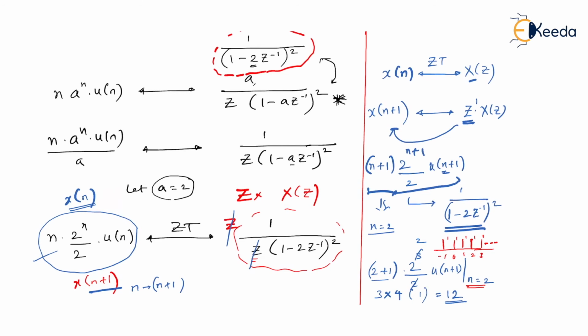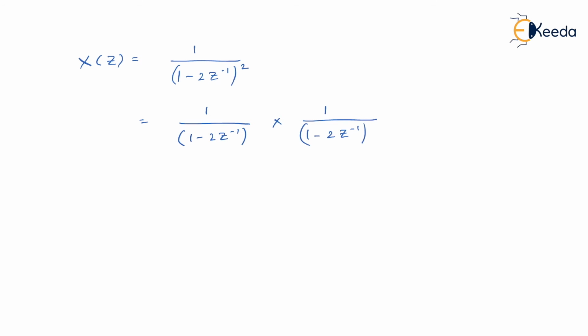Before I proceed with the next question, I can actually solve this question the other way around. See how? The x of z which was given to you, I'll write it. It is 1 upon (1 minus 2z inverse) whole square. Can I just make it two different functions, like 1 divided by 1 minus 2z inverse multiplied by 1 upon 1 minus 2z inverse? I hope you got the point. This is what I'm claiming as x of z. Can I say that this is x1 of z and this is x2 of z?